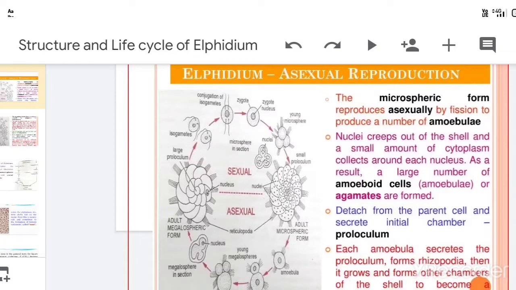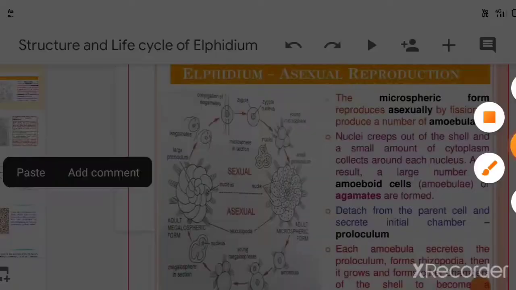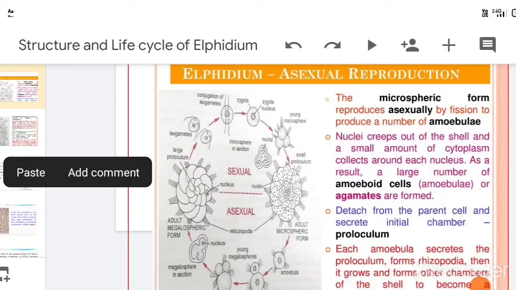As we have discussed, Elphidium exhibits dimorphism, which means an individual of Elphidium exists in two different forms. One is the megalospheric form, the other one is the microspheric form. Megalospheric form undergoes sexual reproduction and forms the microspheric form, whereas microspheric form undergoes asexual reproduction in order to produce the megalospheric form. So let us start with the first thing, that is the asexual reproduction.